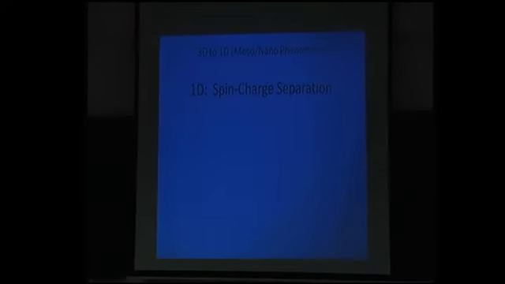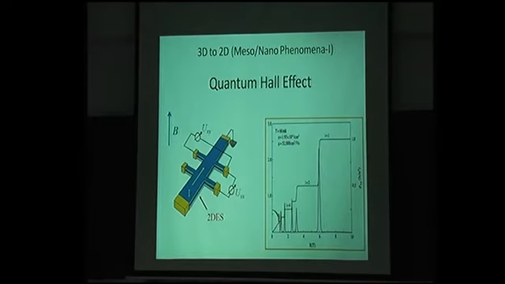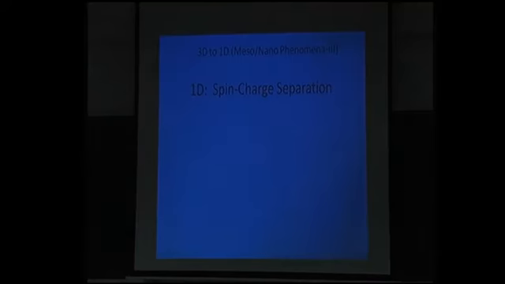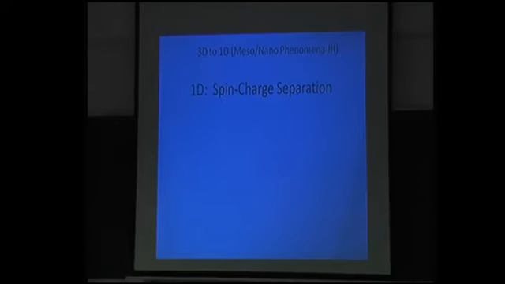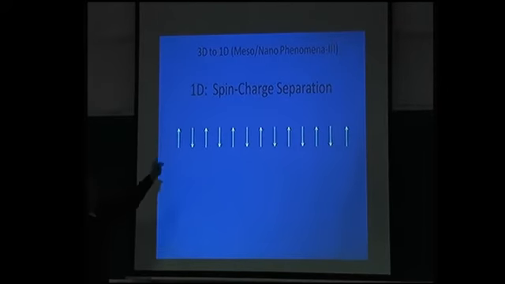Okay. These were the last 2 examples where you go from 3D to 2D. Now I want to give you one example where you go from 3D to 1D: spin-charge separation. Let us see, it's slightly conceptual, but let me see what I can do. Now you take spins in 1 dimension, and these spins are arranged antiferromagnetically. That means 1 up, 1 down.